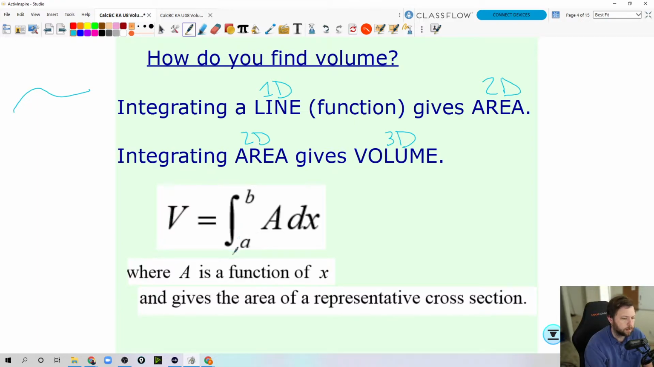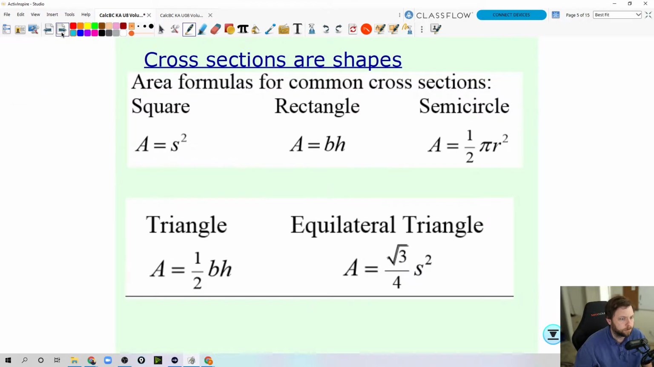Volume is the integral from a to b of A(x) dx, where A is your area function, whatever that function may be. So sometimes the challenge is how do we figure out that function? Generally, when we're doing cross sections, they are going to be shapes that we know, so maybe a square, a rectangle, a semicircle, a triangle.